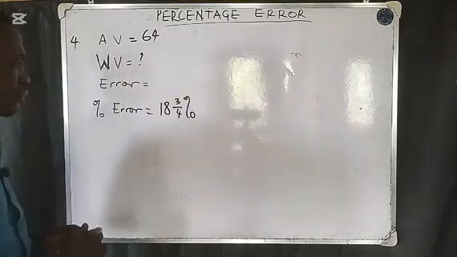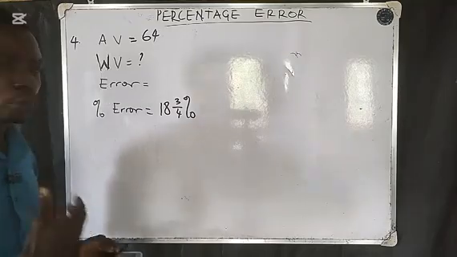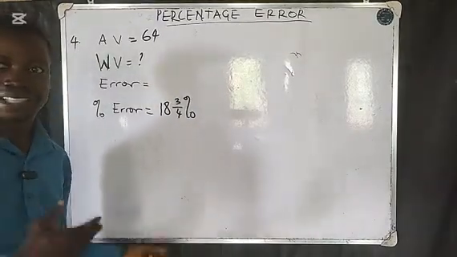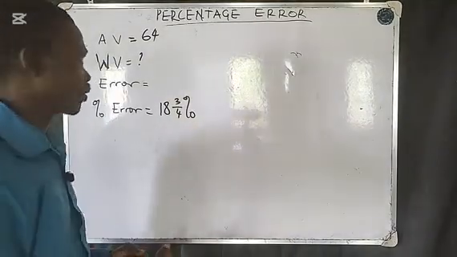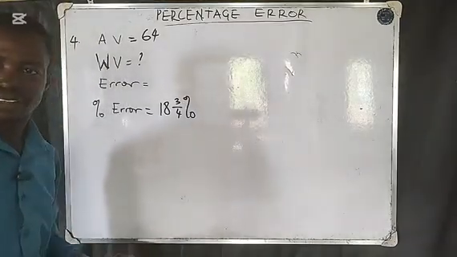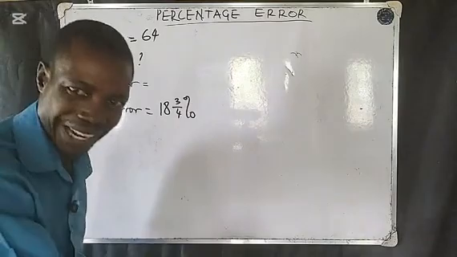Since it is underestimation, you are supposed to know which one will come first. Which one will be the wrong value, which one will be the right value, right? So which one is the right value now? 64. Which one will come first? Is it the underestimation or the right value?